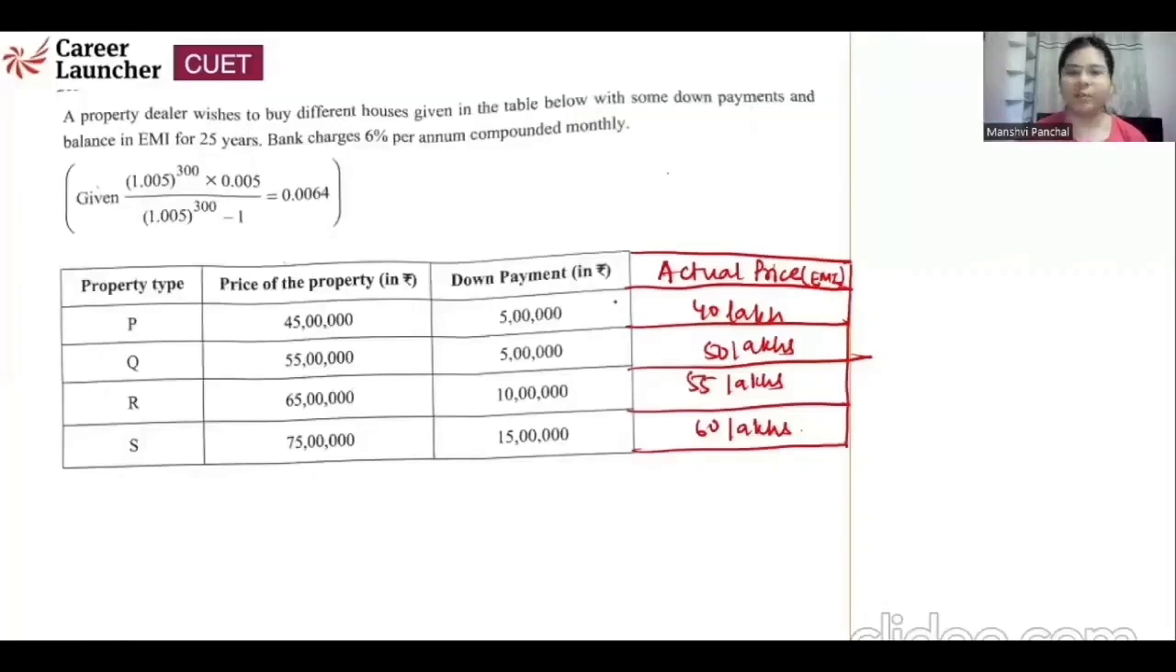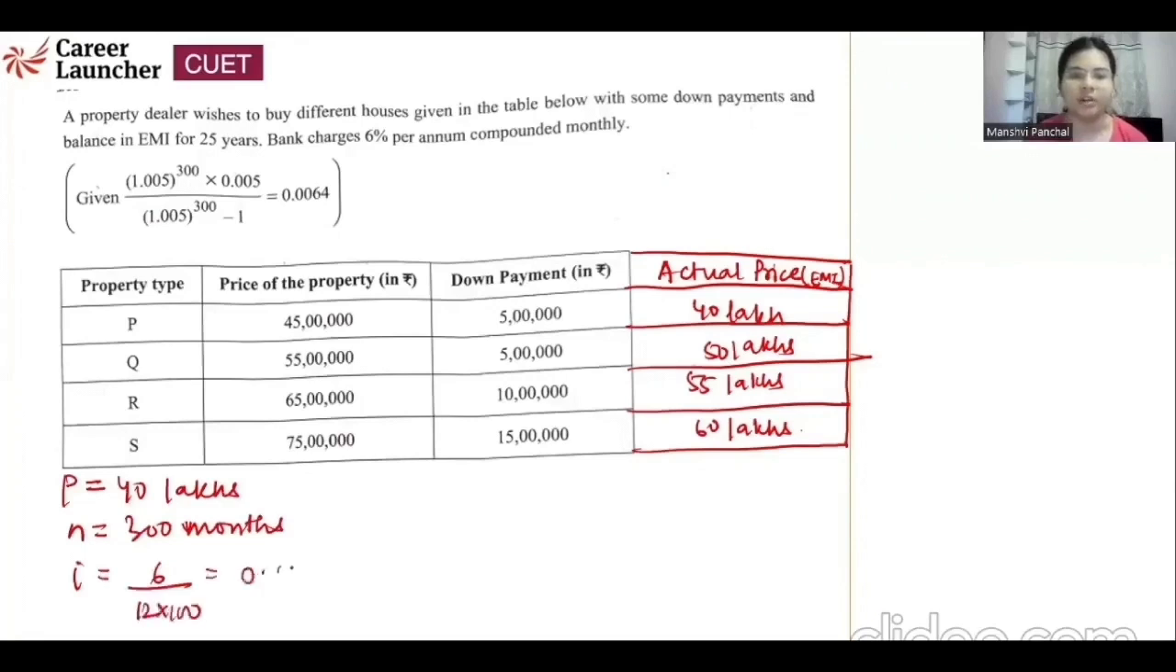So let's find for property P what will be the EMI. For it, your P is rupees 40 lakhs, right? N is 25 years, so 25 into 12, which is 300 months. Next, i is 6% per annum compounded monthly. It means 6 upon 12 into 100. So this will become 0.005, right?